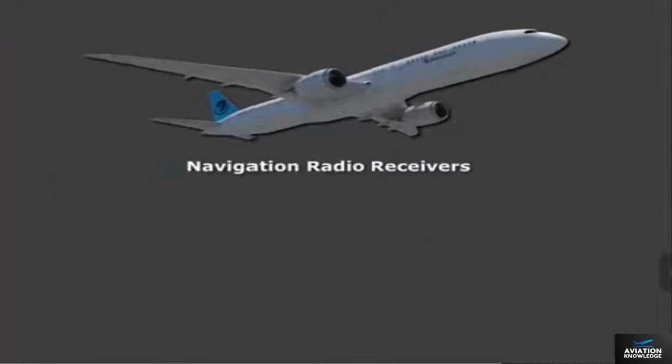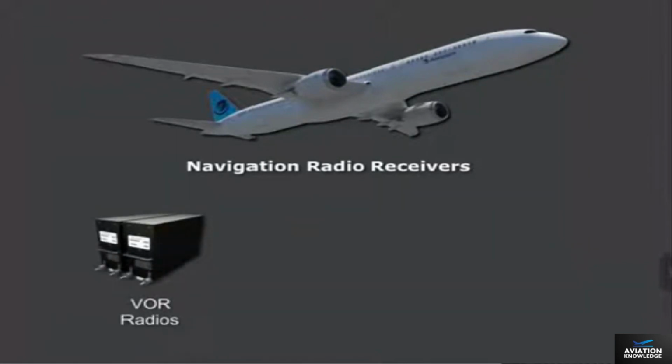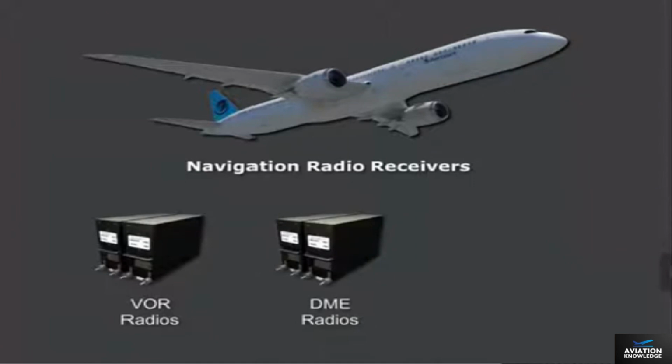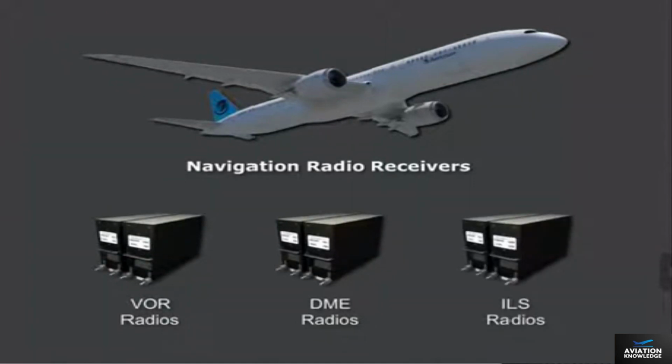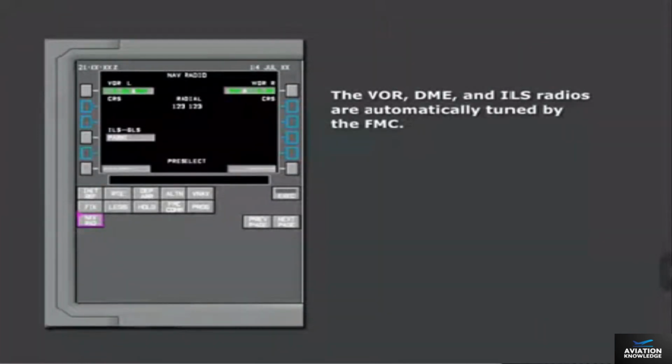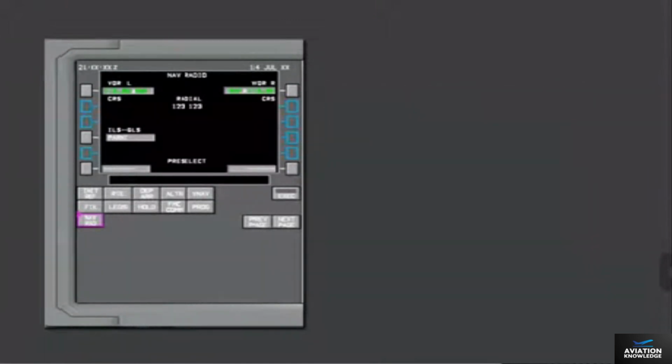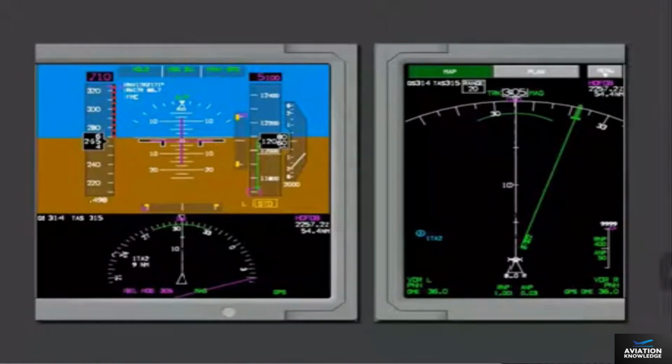The 787 uses multiple ground-based navigation radio receivers, including two VOR radios, two DME radios, and two ILS radios. The VOR, DME, and ILS radios are automatically tuned by the FMC. However, they can also be tuned manually on the nav radio page on the CDU. You can display course, bearing, and distance information on each PFD and ND.